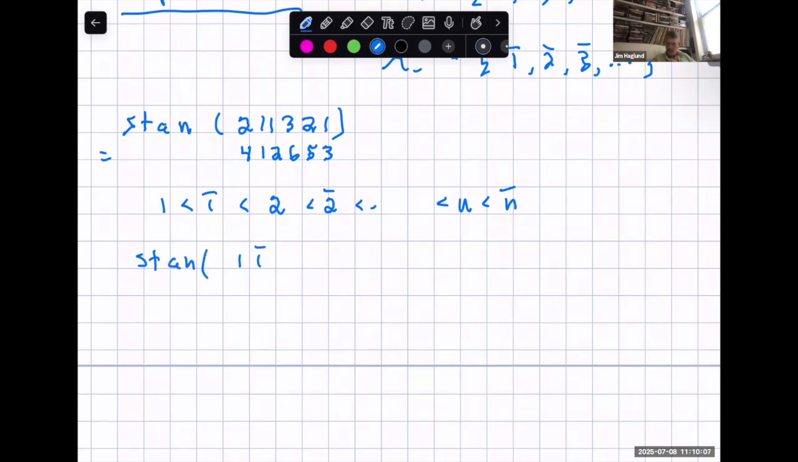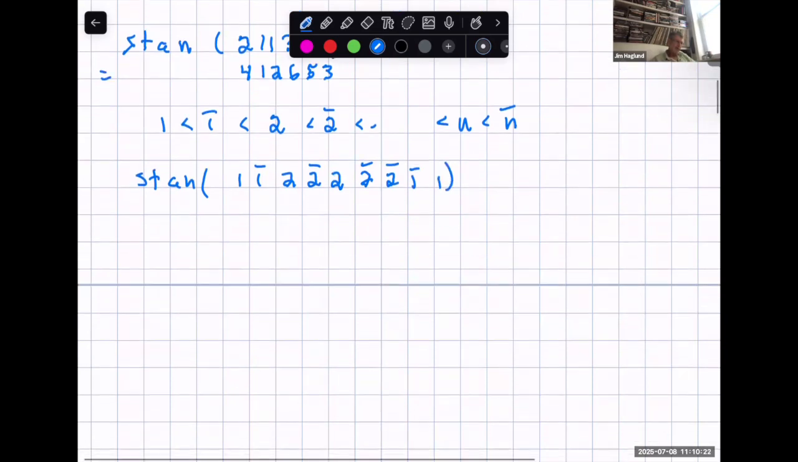1, 1 bar, 2, 2 bar, 2, 2 bar, 2 bar, 1 bar, 1? So the smallest letter is the 1. Below that, for all the ones, we would put an increasing sequence.